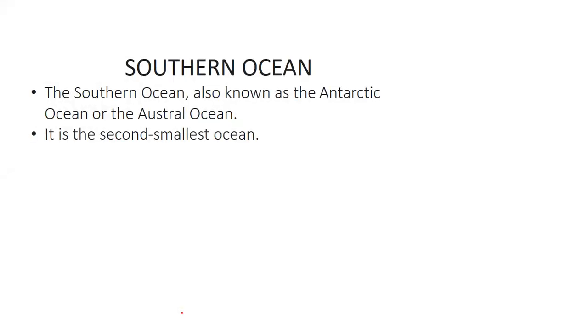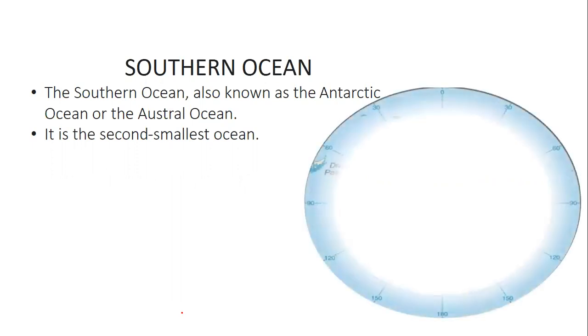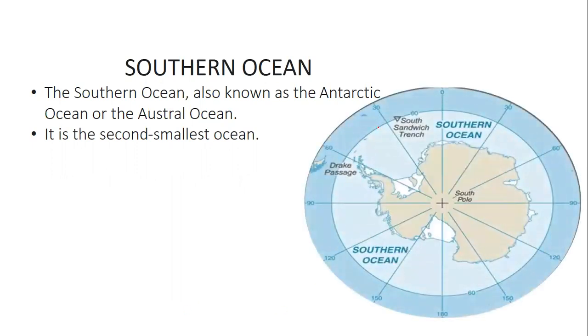Southern Ocean. The Southern Ocean, also known as the Antarctic Ocean or the Austral Ocean, is the second smallest ocean. This is the map of the Southern Ocean.